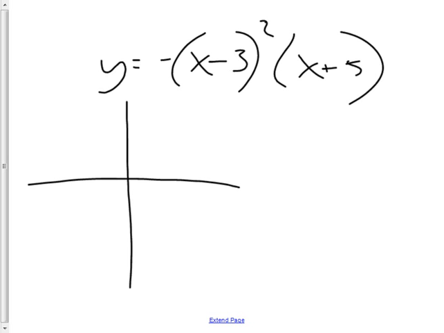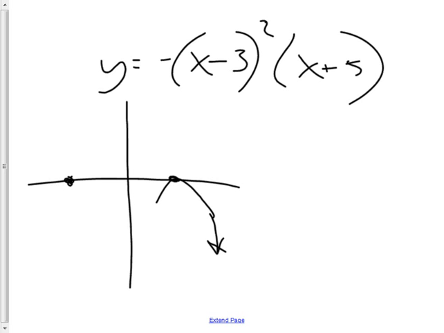I'd always start with how the story ends. On the right, is it going down or up? Down. And then I would be thinking about, okay, got to touch in a couple spots. It touches at 3, touches at -5. And what does it do at the 3? It bounces. So I know it has to be doing that.